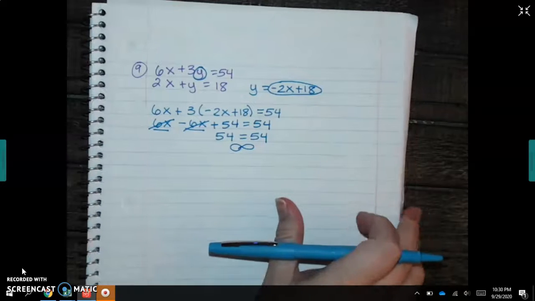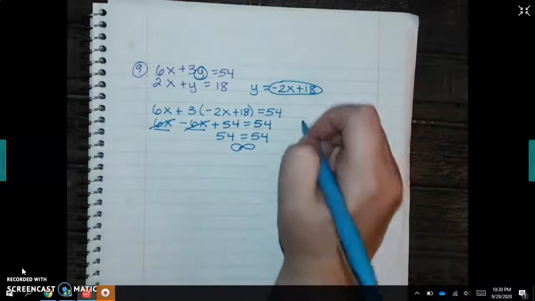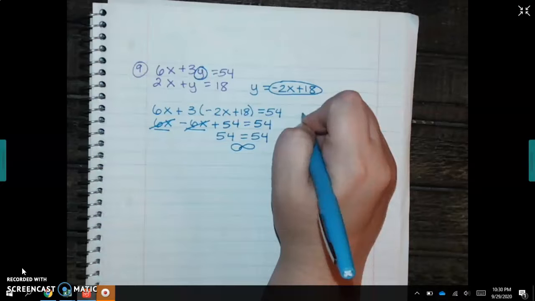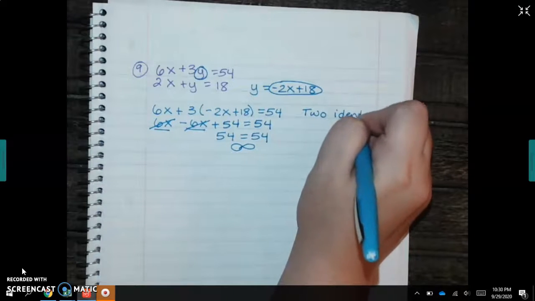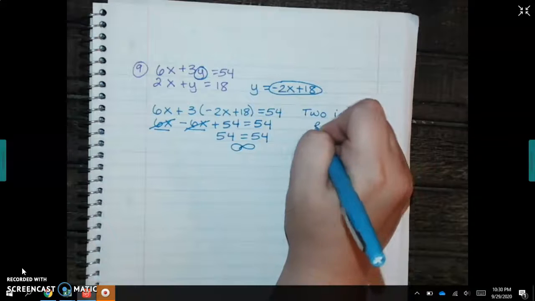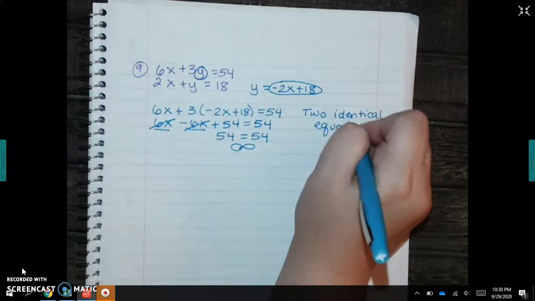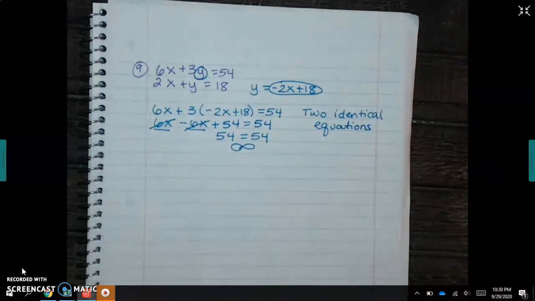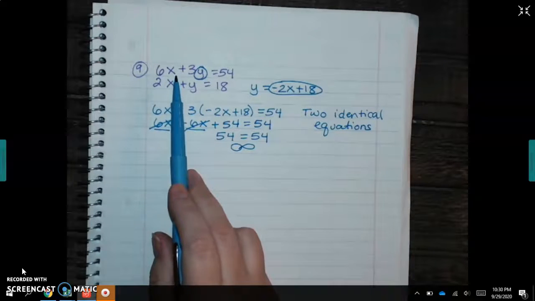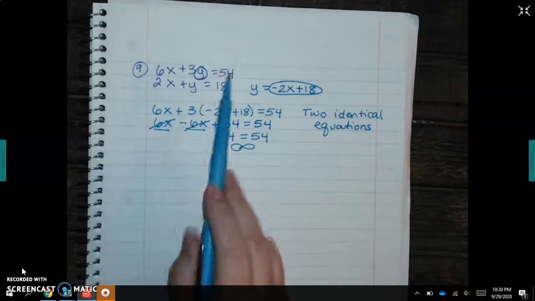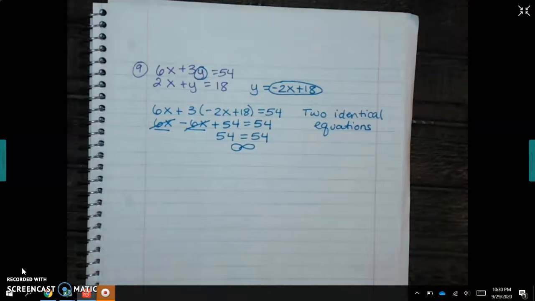What does that mean in terms of visually on a graph? That means that you have two identical equations. Okay? Graphically, they lie right on top of each other. That's kind of hard to see when you look at it like this. But I will tell you that both of these equations are equivalent to each other. I will show you how to determine that when we learn our next method of solving a system of equations.